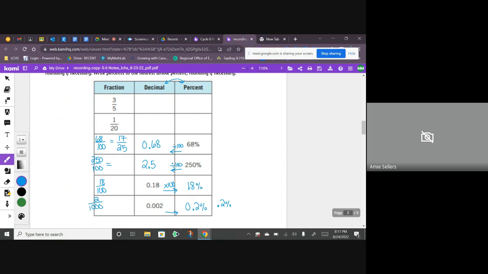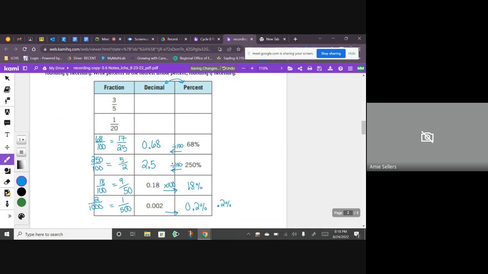If we simplify 250 over 100 in our calculator, we get 5 over 2. 18 over 100 is 9 over 50. And this will simplify to 1 over 500.